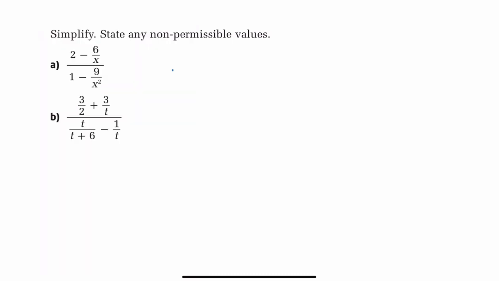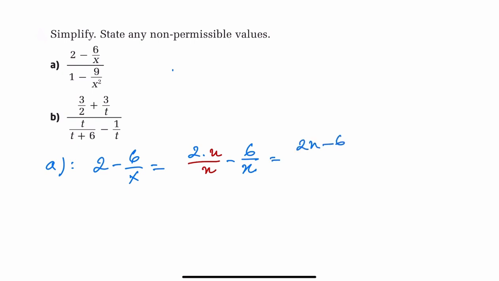So I will work with 2 minus 6 over x. So the common denominator should be x. So I can write it here as equal to 2 times x divided by x, minus 6 over x, which is 2x minus 6 divided by x. So I'm done with the first part of the fraction.